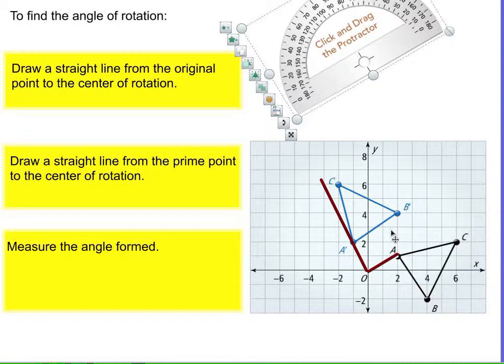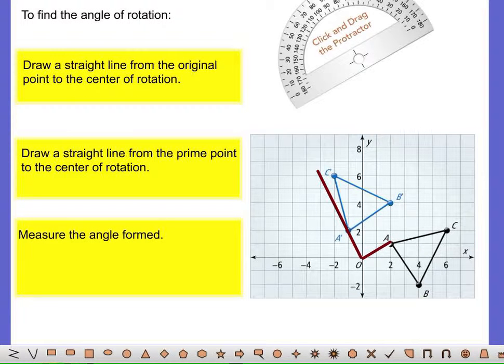And it doesn't matter which point you use. We could have used point B as well. Pick a different color. Could have gone from point B to the point of origin, and then from there to B prime. And again, it makes a 90-degree angle.